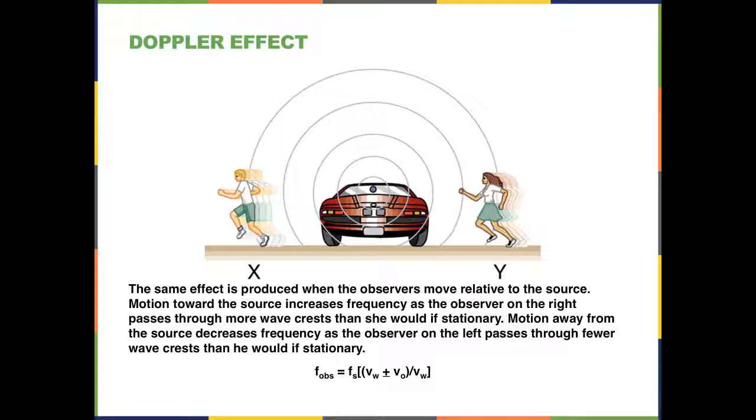Now you notice that instead of being in the denominator, it's now in the numerator. So the observed frequency is equal to the source frequency times the velocity of sound plus or minus the velocity of the observer divided by the velocity of sound. Again, if the observer is moving toward the source, it's plus, giving you a bigger numerator now and a higher pitch. If it's moving away, it's minus, giving you a smaller numerator and a smaller frequency.